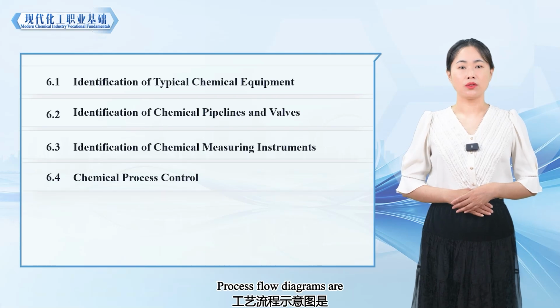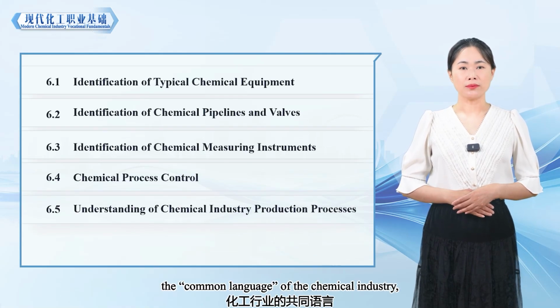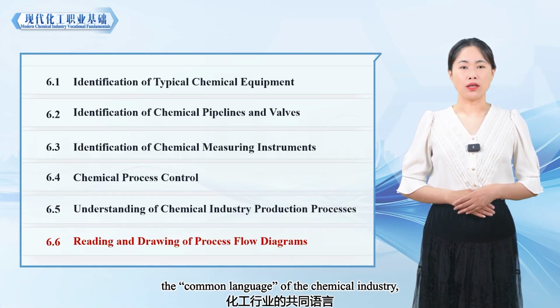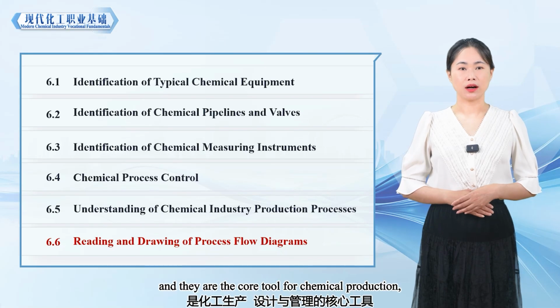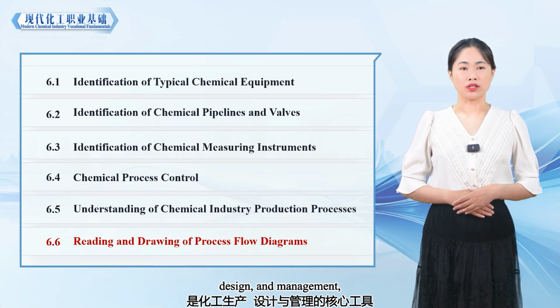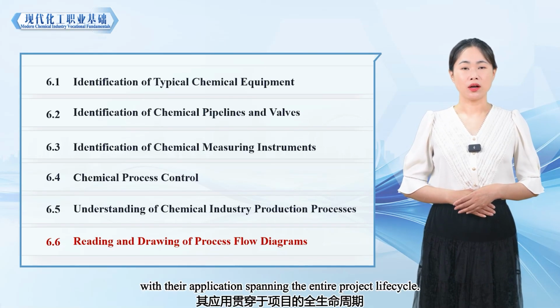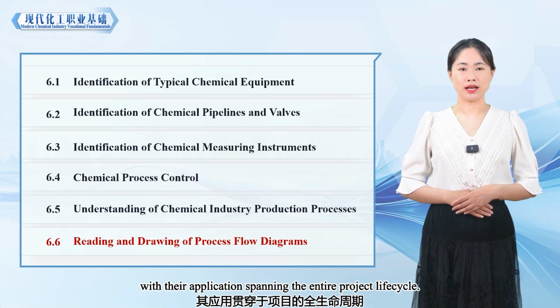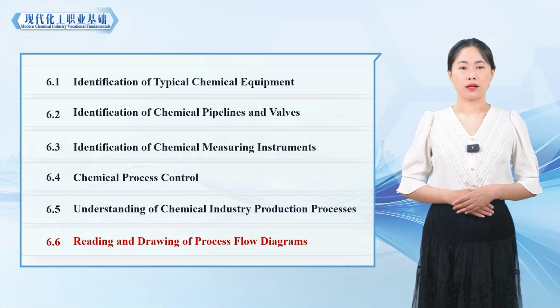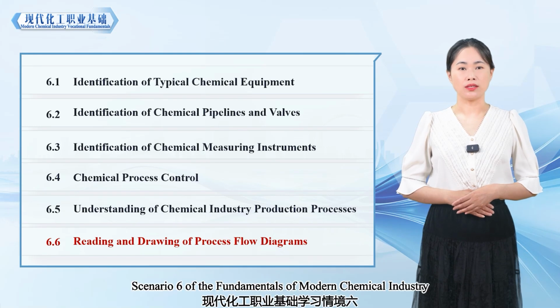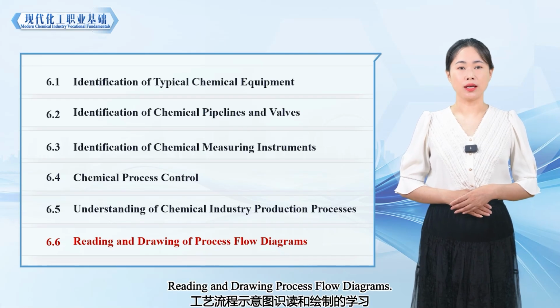Process flow diagrams are the common language of the chemical industry, and they are the core tool for chemical production, design, and management, with their application spanning the entire project lifecycle. Next, we begin learning Scenario 6 of the fundamentals of modern chemical industry, reading and drawing process flow diagrams.